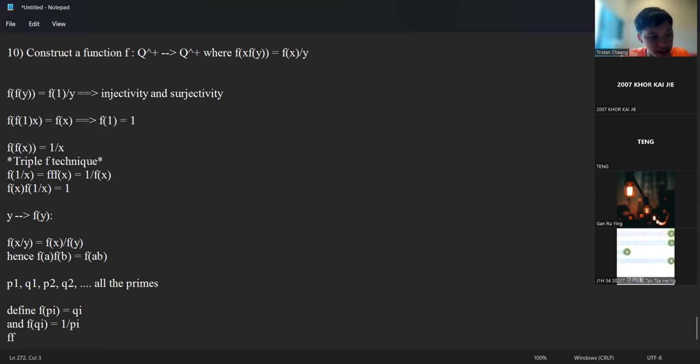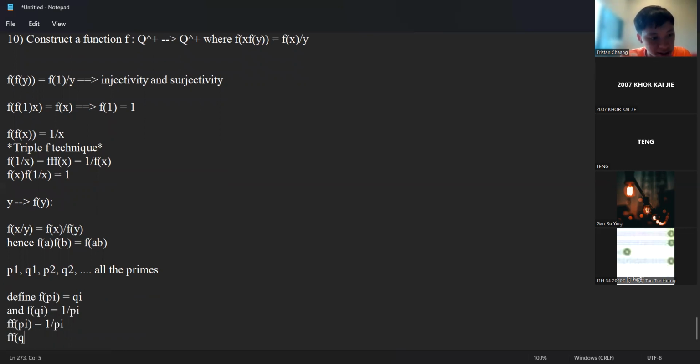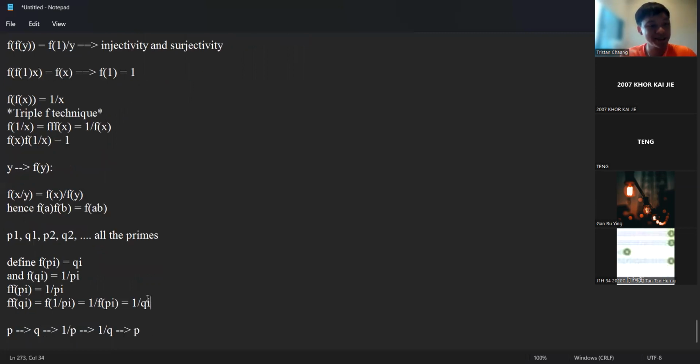So let's just check. f(f(Pi)) is obviously 1 over Pi. f(f(Qi)) is f(1 over Pi), which is 1 over f(Pi), which is 1 over Qi, yes. So it works for all the P's and Q's. And every rational number can be uniquely written as a product of primes above and below, and therefore we are done.